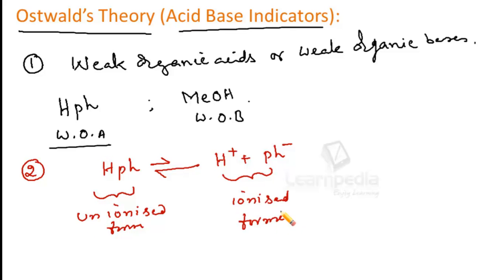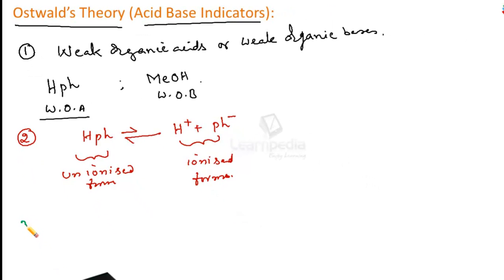There exists an equilibrium between the unionized, that is molecular form of the indicator, and the ionized form of the indicator, that is H+ and Ph-. Similarly, methyl orange being a weak organic base, which in short form we write for the sake of convenience as MeOH, undergoes ionization to a very small extent in aqueous solution to give Me+ and OH- ions.